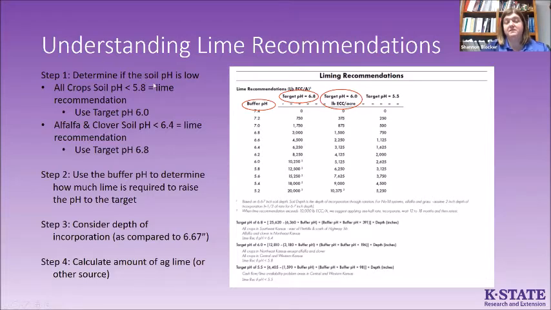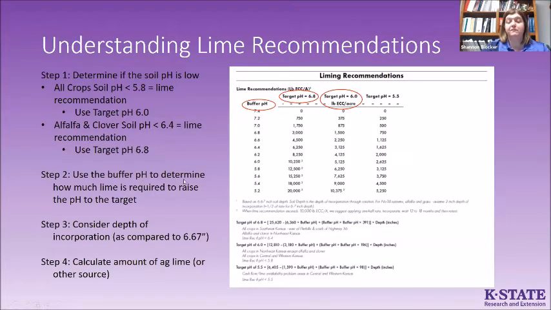So step 1 is to decide whether your soil pH is low. With K-State Research and Extension recommendations, for all crops, when the pH is below 5.8, there will be a lime recommendation. For alfalfa and clover, if the pH is below 6.4, there will be a lime recommendation. That's how that is done, and every lab will do that for you. If you want to break the rules, I'll show you how you could do that later.